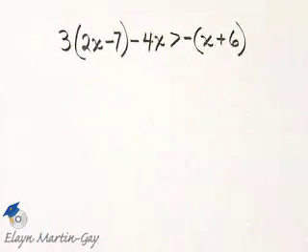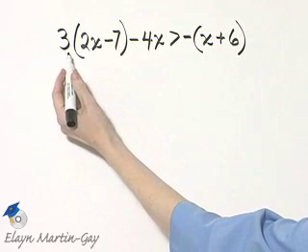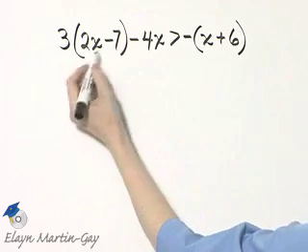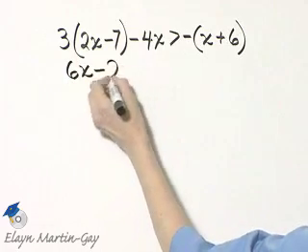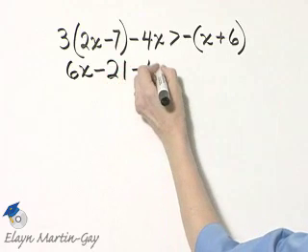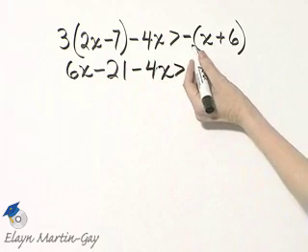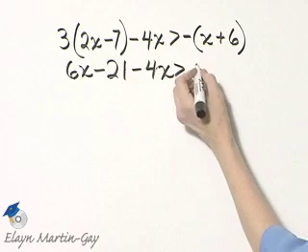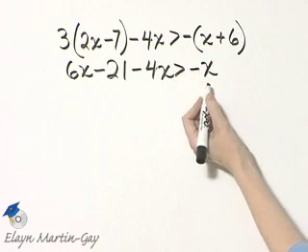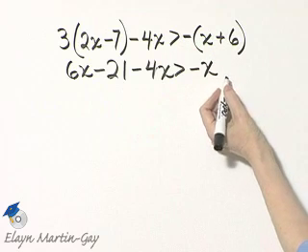Do we have any fractions? No. Do we have any parentheses? Yes. So let's take a step and remove them by using the distributive property. 3 times 2x, that's 6x, minus 21 minus 4x is greater than, if you'd like, you can think of that as negative 1. Negative 1 times x is negative 1x, or simply negative x, and then negative 1 times a positive 6 is negative 6.